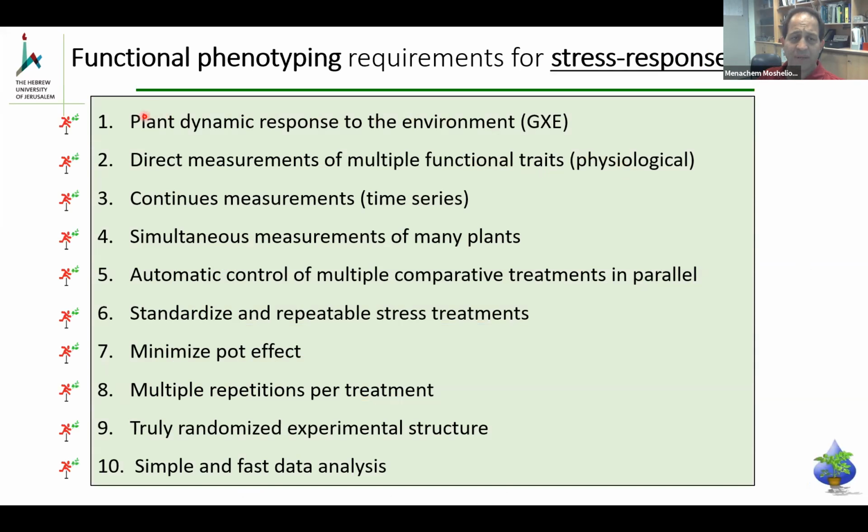So the challenges I mentioned were the plant dynamic response, the fact that we have to do direct measurement, continuous measurement, and simultaneous measurement.